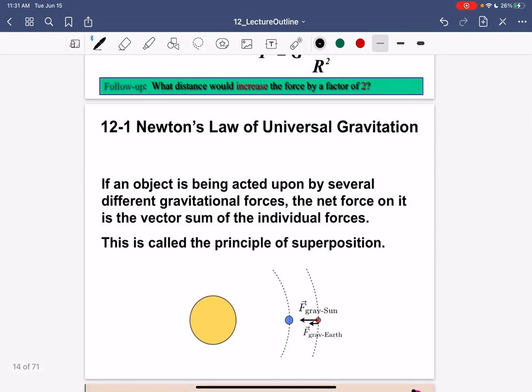If an object is being acted upon by several different gravitational forces, then the net force is the vector sum of the individual forces, and this is called the principle of superposition. This is not something new. For the net force, you're going to add all the forces acting on the object.